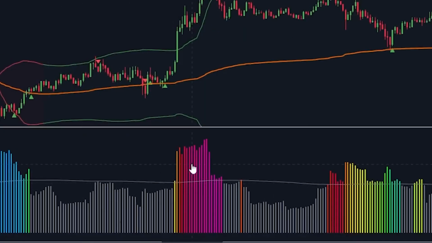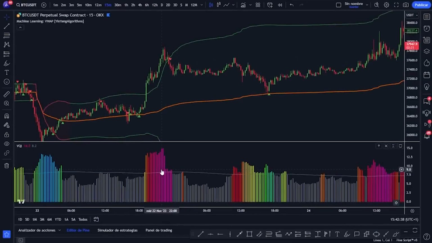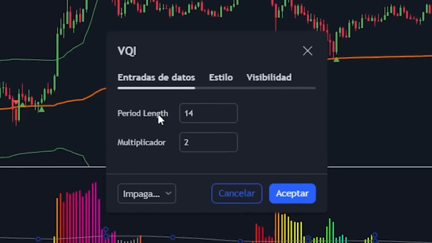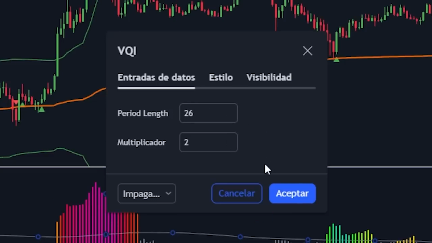That is not only candles with color, but all this has a lot of internal data. But we are going to use it in the simplest possible way. We come to the configuration part, and in the length of the period we change 14 to 26. Normally traders use it at 14, which is more comfortable. But I personally have become accustomed to having it at 26, and for this type of strategies it works much better.